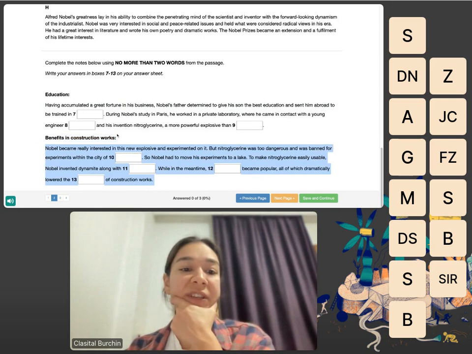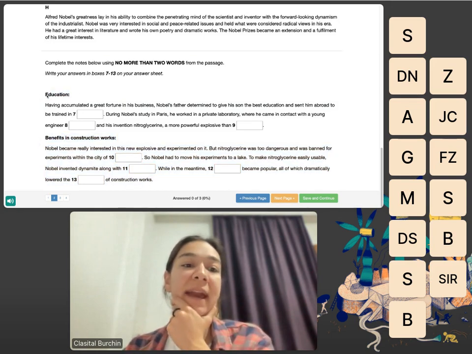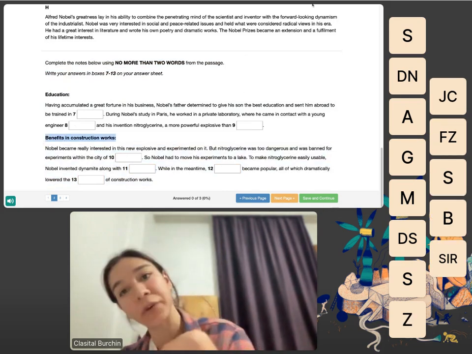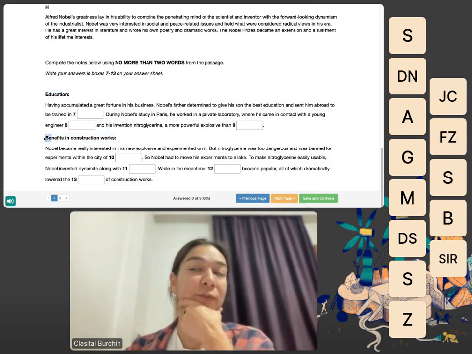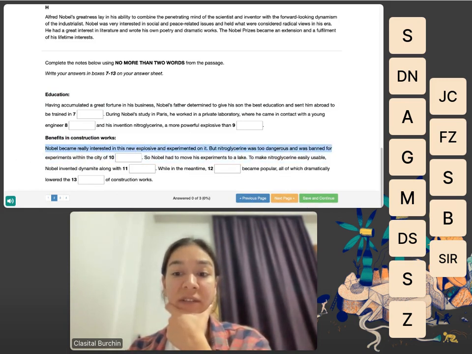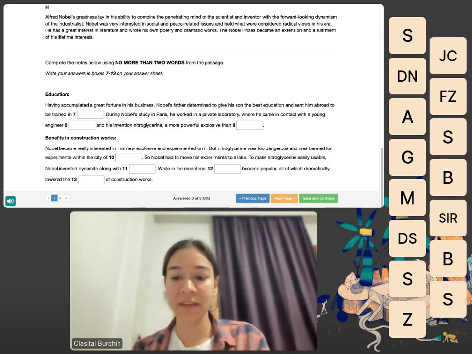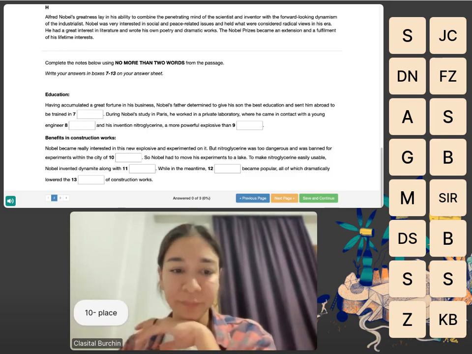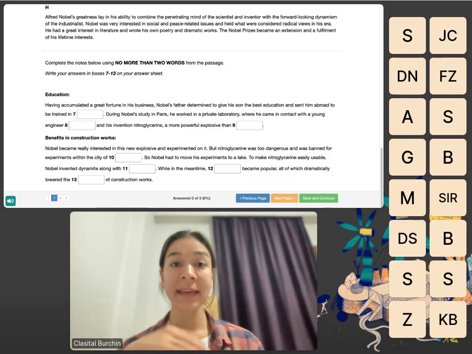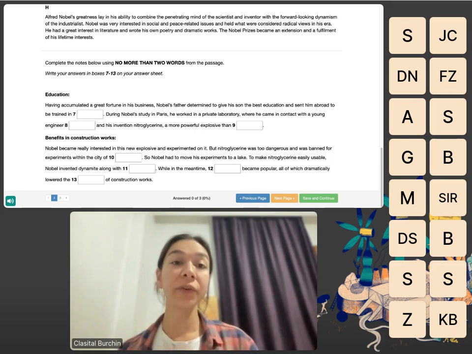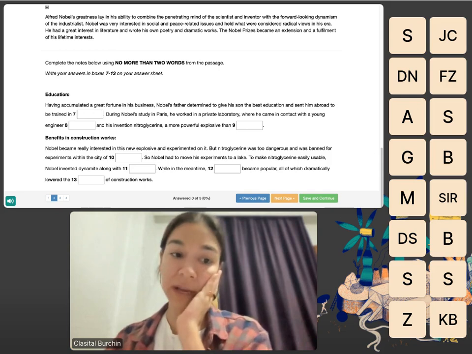Let me see the rest. Benefits in the construction works. My first heading was education, and my second heading is benefits in construction works, so pay attention to the headings too. Noble became really interested in his explosive and experimented on it, but nitroglycerin was too dangerous and experiments were banned within the city of something. So within the city of Paris, which will be a place. Now, because I'm explaining it to you, it takes time. As you practice, you will get used to doing this, so it will take much shorter time when you do it yourself.